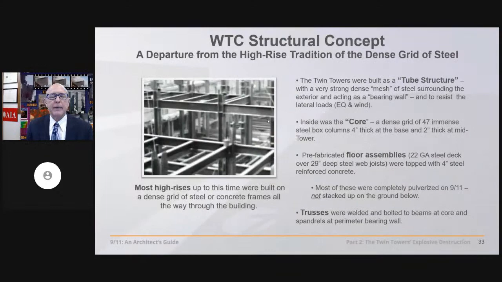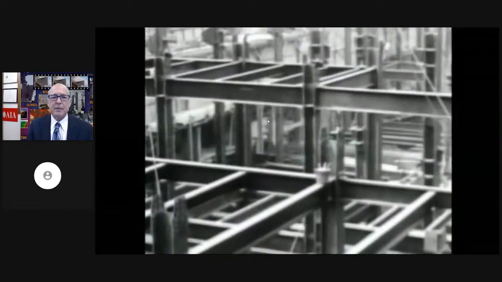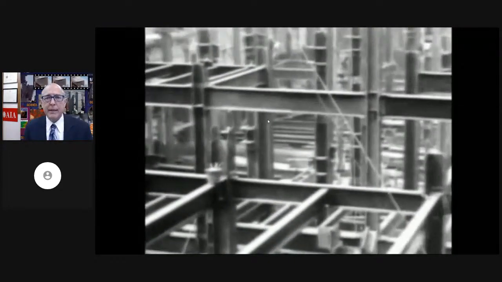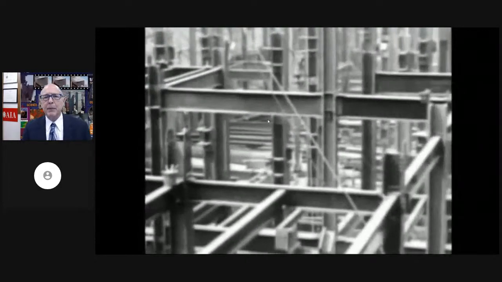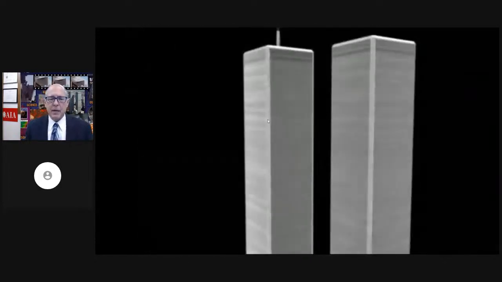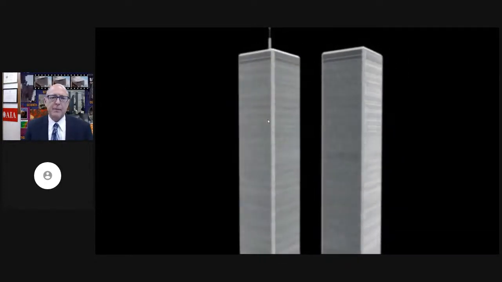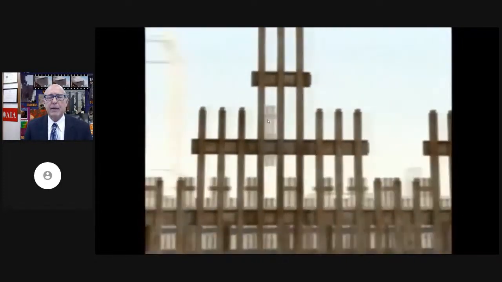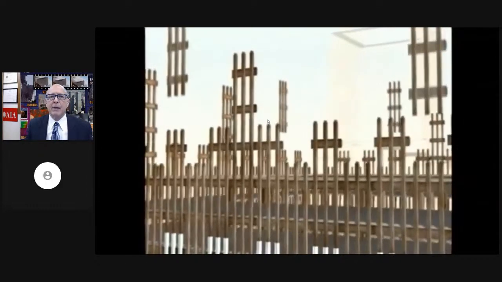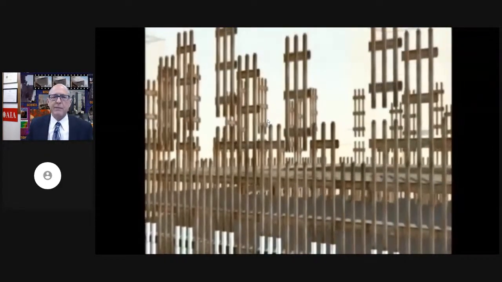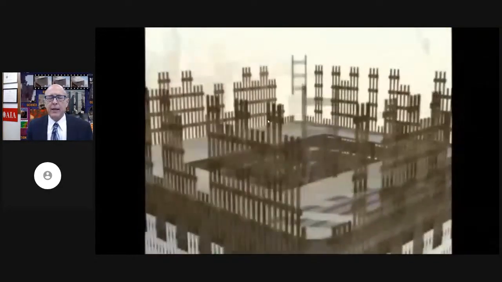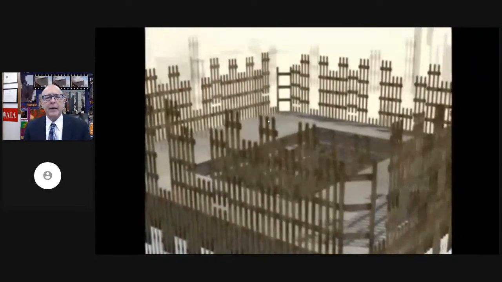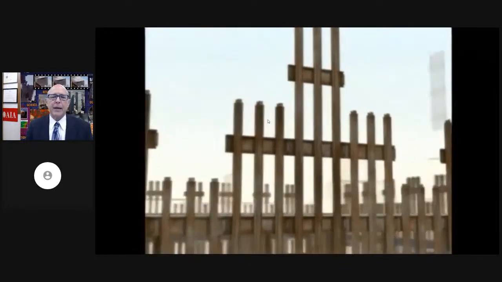Up to this time, we had a forest of columns, like in the Empire State Building, severely impacting the ability to lay out offices. So when the Twin Towers were developed, they pushed half the column strength out to the outside, and this developed the lateral resistance against earthquakes and hurricanes. And then on the inside, they had core columns.